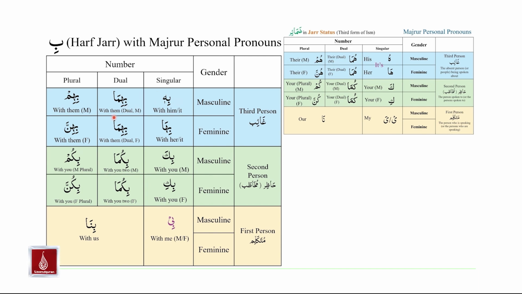Bihima, with them, referring to dual and masculine. Bihim, with them. Biha, with her or with it, referring to the feminine gender. Bihima, with them, referring to dual, feminine gender. Bihinna, with them, referring to the feminine gender.